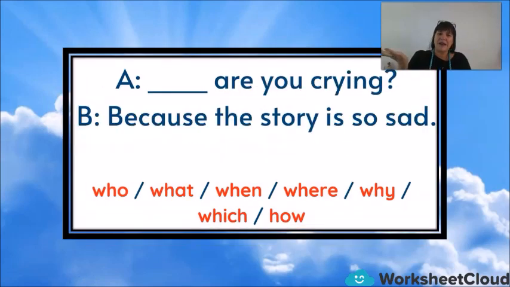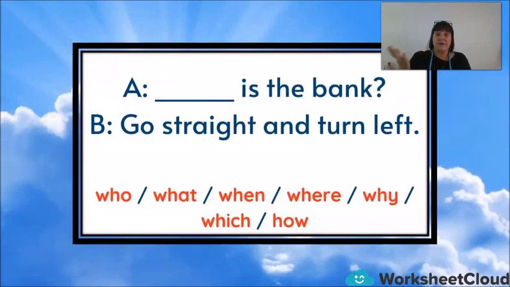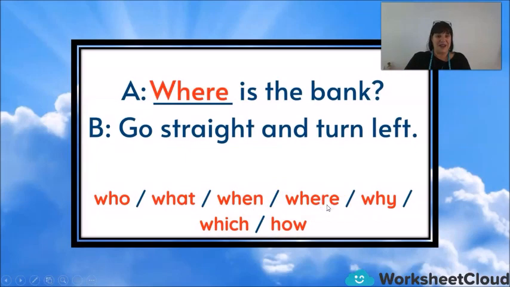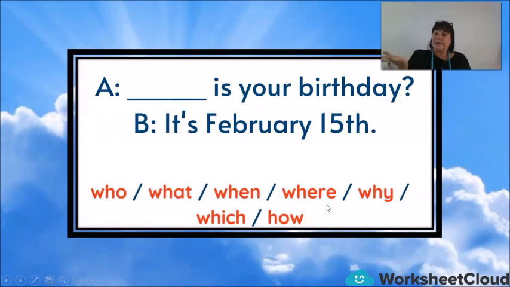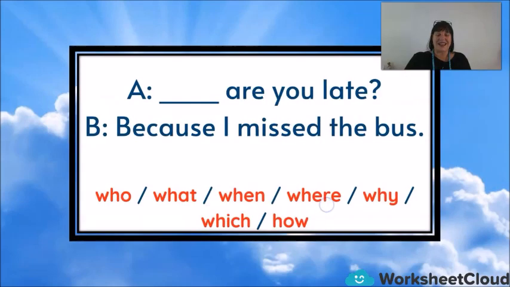Why are you crying? Because the story is so sad. Why are you crying? Because the story is so sad. Where is the bank? Go straight and turn left. Remember, this was when you ask for directions. Where is the bank? Quite correct. When is your birthday? It's February the 15th. When is your birthday? That's right, it's February the 15th.